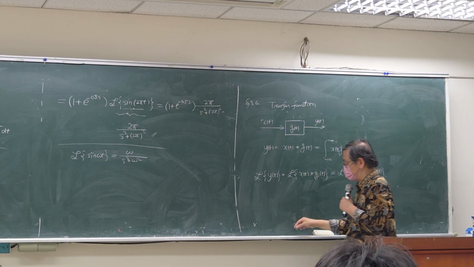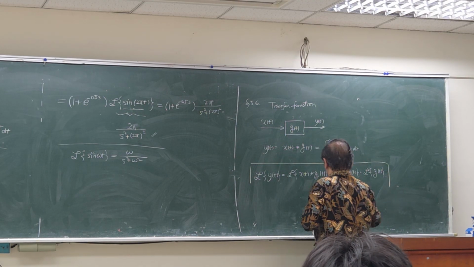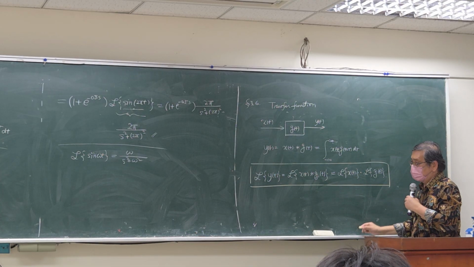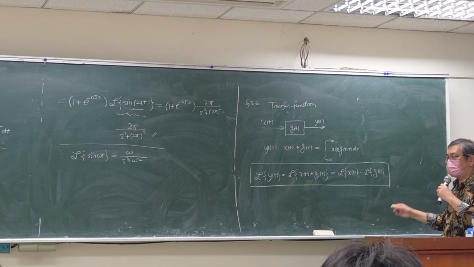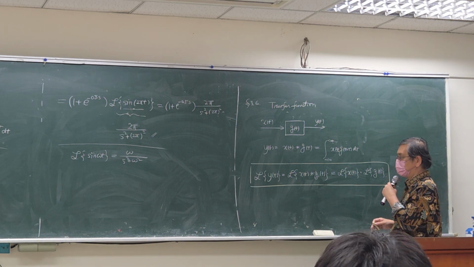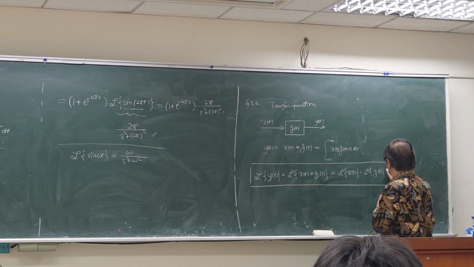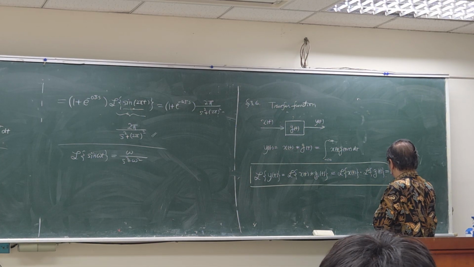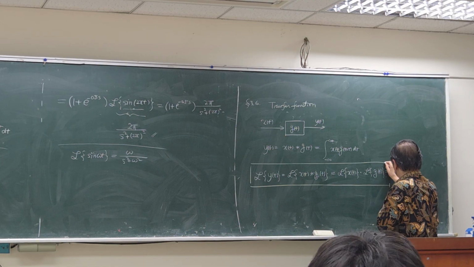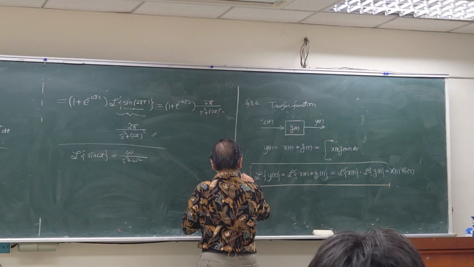This is very crucial. It is a very important result, even though it's very simple. It simplifies lots of things when we are dealing with control systems. And we call this X(s) times G(s), okay?